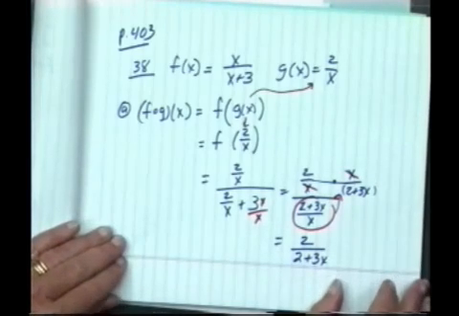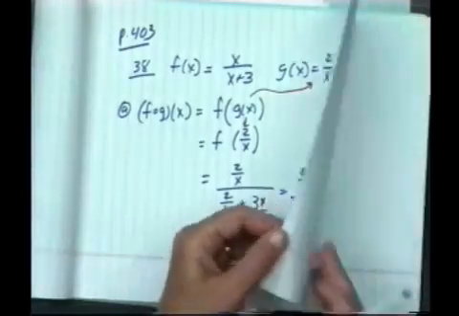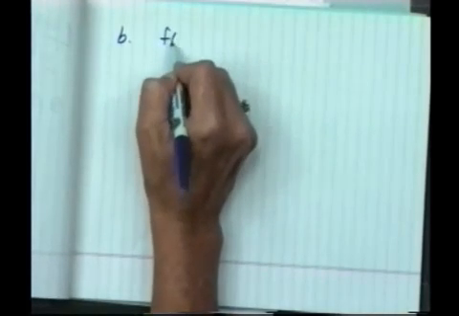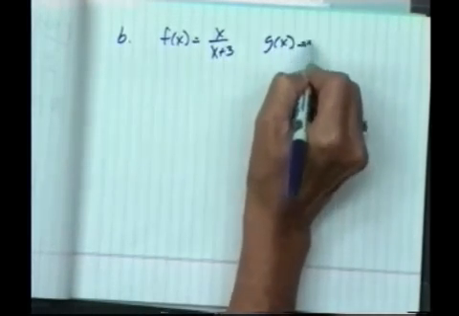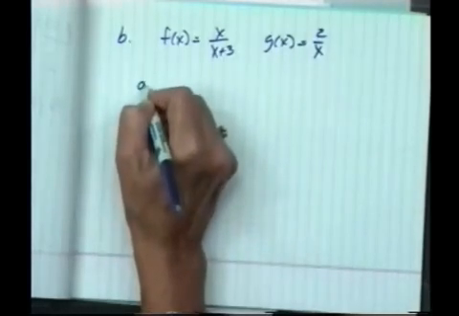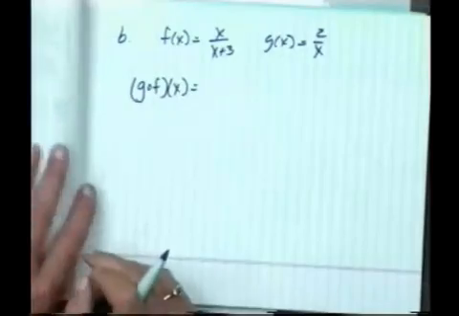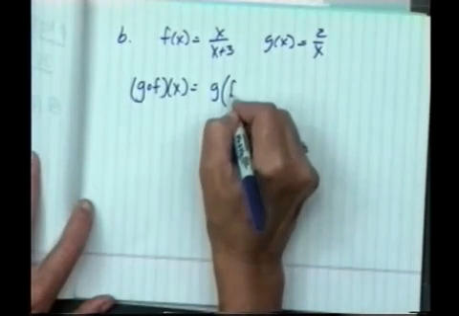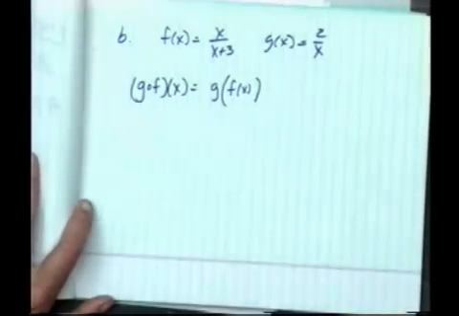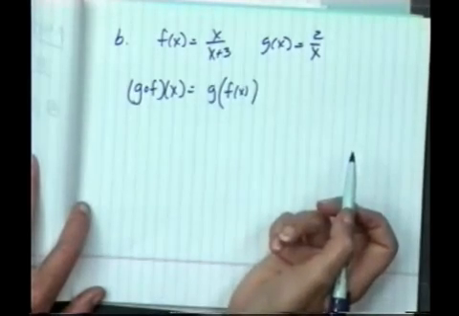Okay, let's look at the composition of g and f at x. That's part B. f of x is x over x plus 3, and g of x is 2 over x. Now we're asked to find the composition of g and f at x. How do we rewrite that? g of f, g evaluated at f of x. You've got to be careful how you write it. It says I'm evaluating g at f of x.